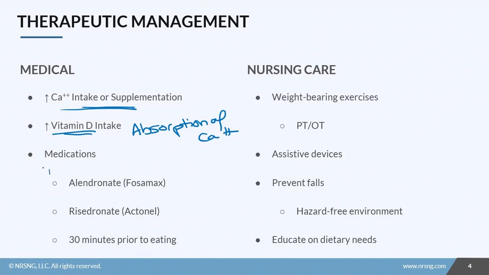They are called, big fancy word, are you ready? They are called bisphosphonates. Two examples are alendronate and risedronate, or Fosamax and Actonel. So Fosamax, fossa, usually refers to the bone. Max, maximize, we're increasing bone density with these.